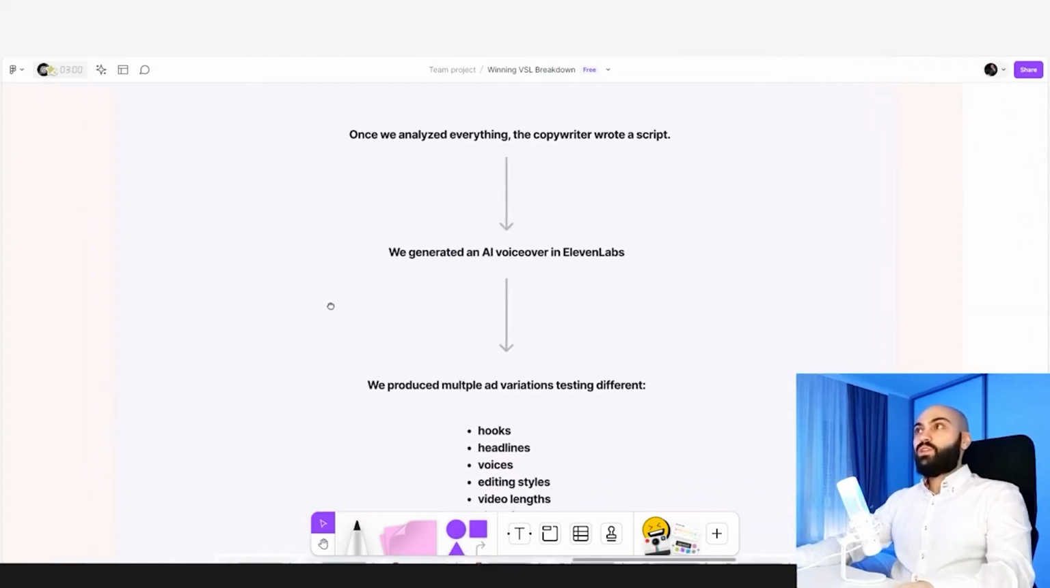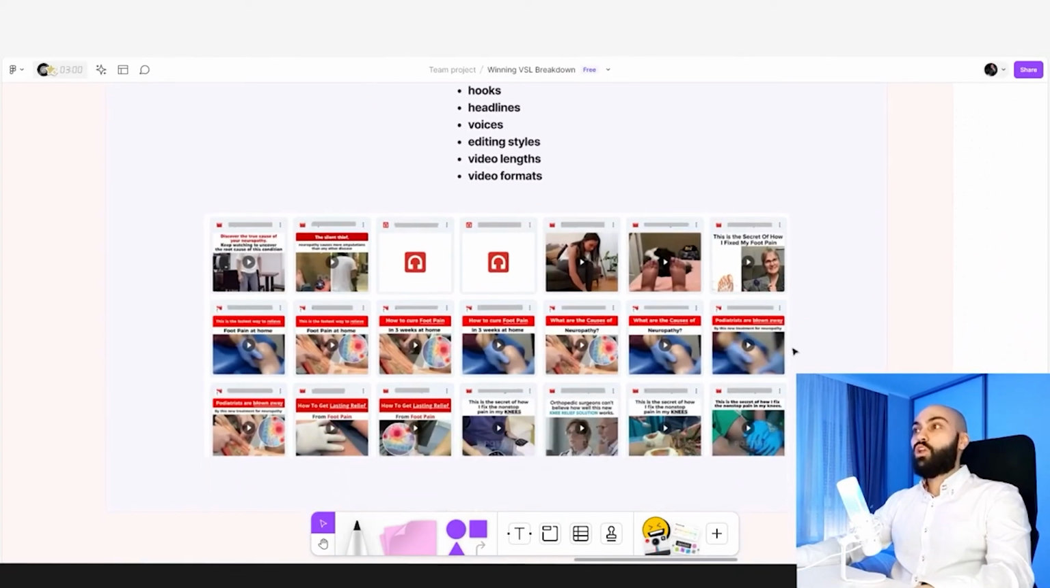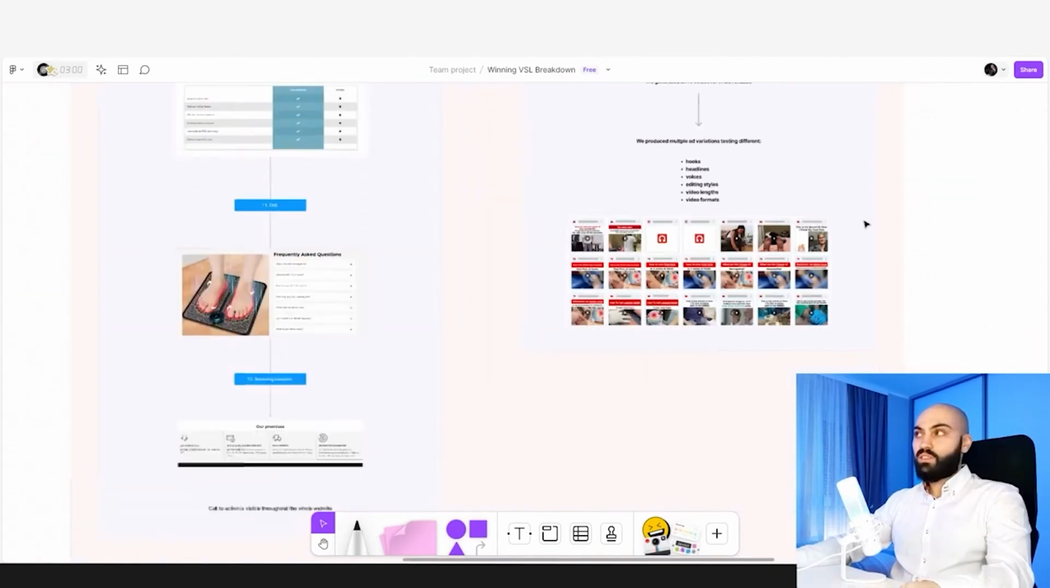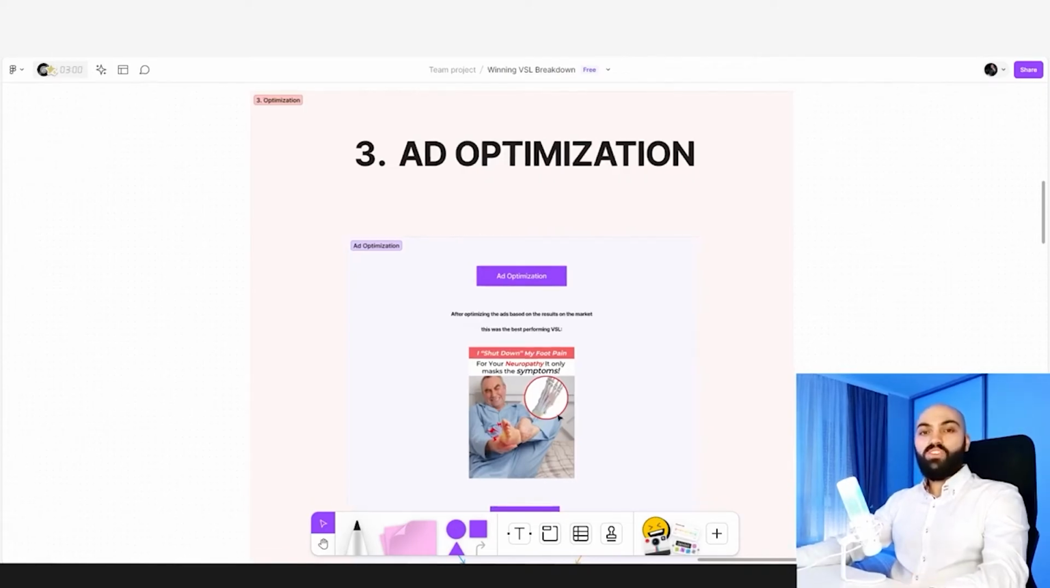Once we analyzed everything, the copywriter wrote the script, we generated an AI voiceover in 11 Labs, and we produced multiple ad variations testing different hooks, headlines, voices, editing styles, video lengths, and video formats. So we ended up with lots of ads and we tested on the market what works the best. Ad optimization is the final step. We tested everything on the market and now we will analyze what the best performing VSL looks like.